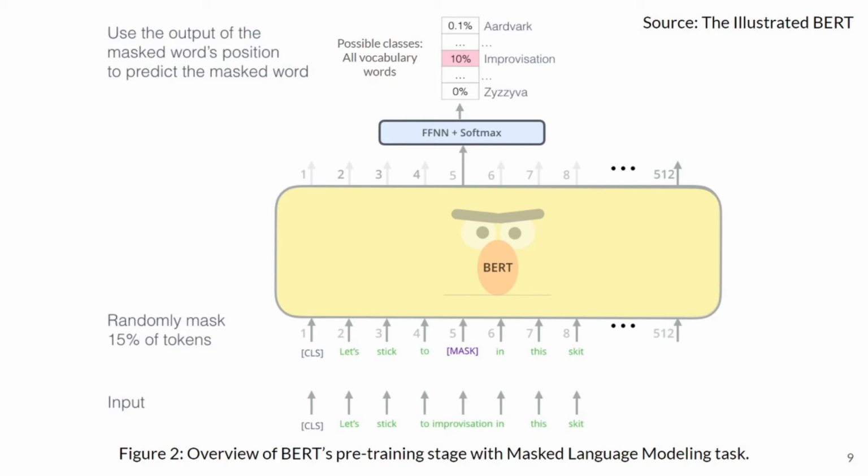In the pre-training stage, 15% of the tokens are replaced by a special mask token, and the output of the masked word is used to predict the original word. So it's a classification task on the entire vocabulary. To train a Portuguese BERT, we need then a Portuguese vocabulary and a lot of data to feed the model.